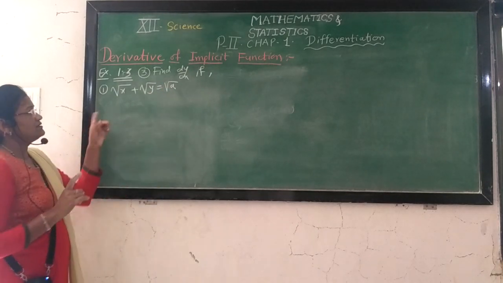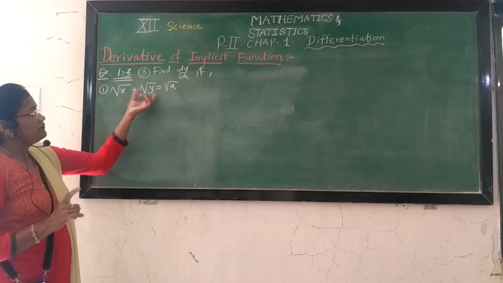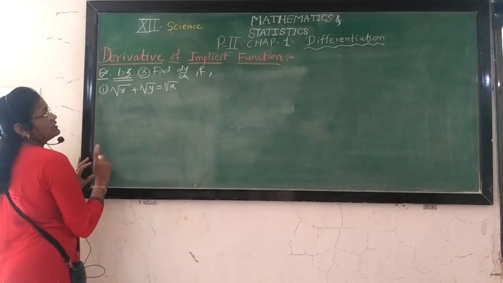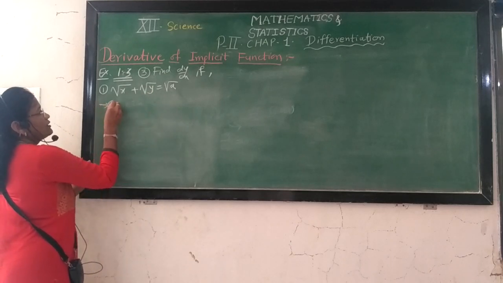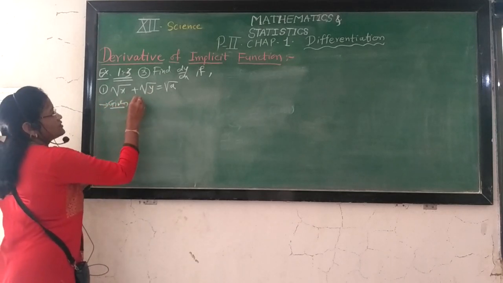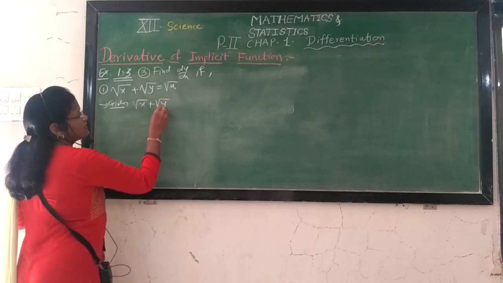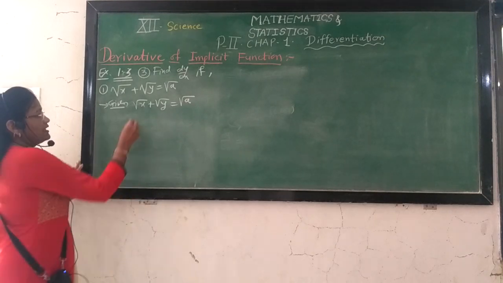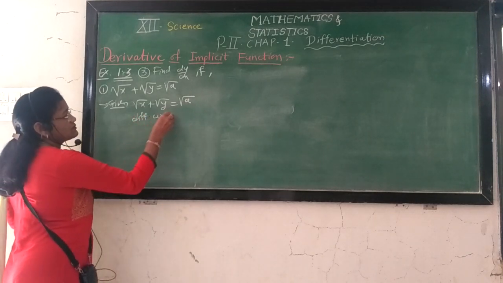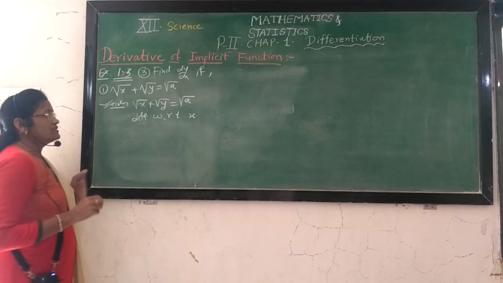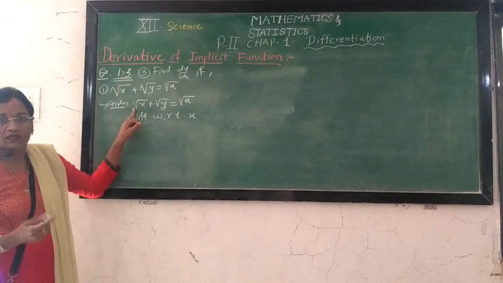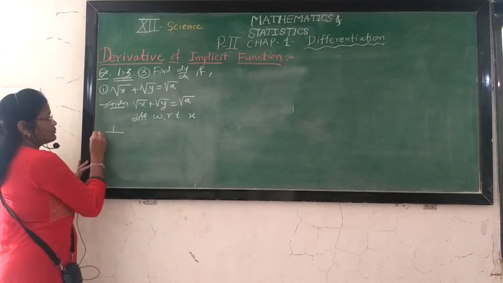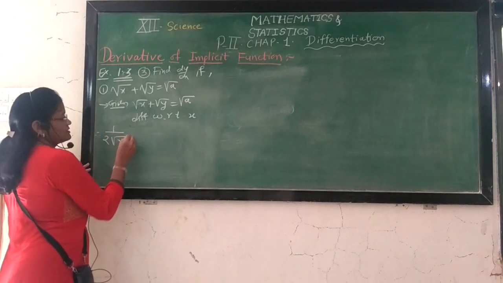So you can take here, this is a simple expression. Only one term for y, so we get only one term of dy by dx. So we take the given implicit function, under root x plus under root y is equal to under root a. Now we can take differentiation of both sides with respect to x. What is the derivative of under root x? You know the derivative of root x is 1 upon 2 times root x.